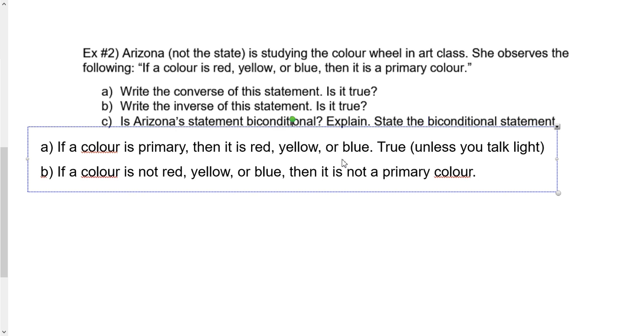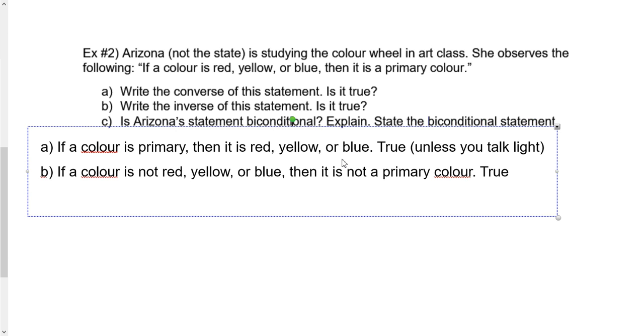Is that true or false? Yeah, red, yellow, and blue are the primary colors. So if it's not red, yellow, or blue, then it's not a primary color. Is it biconditional? Yes. Why?